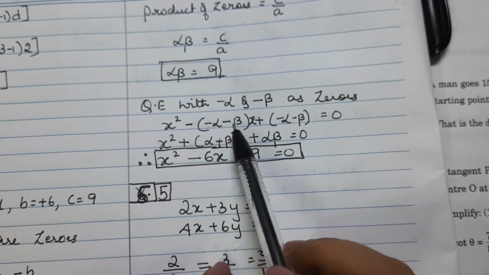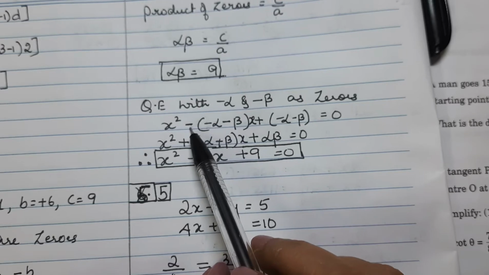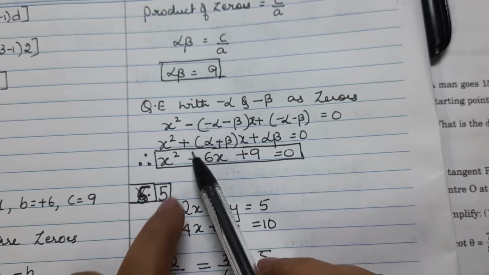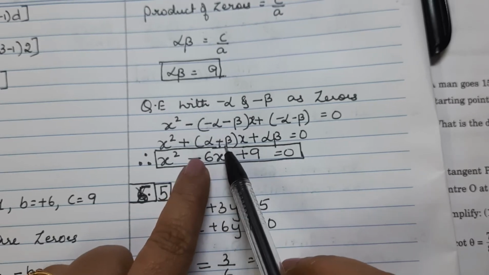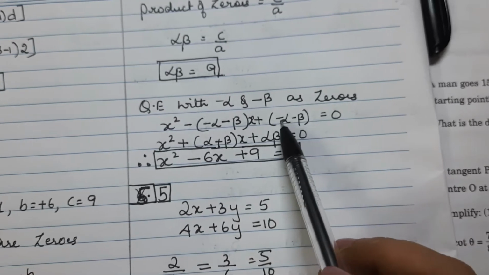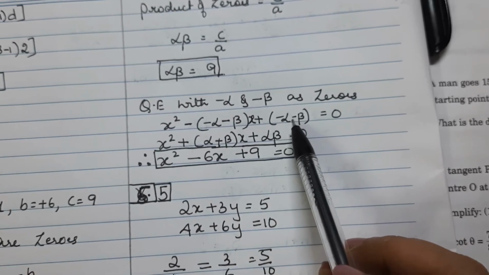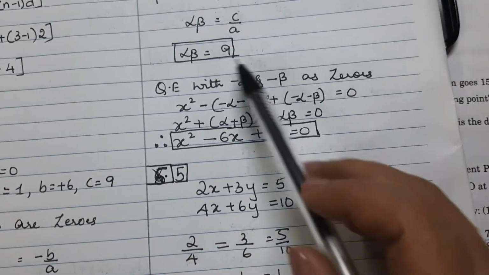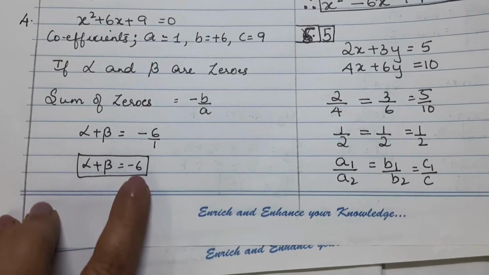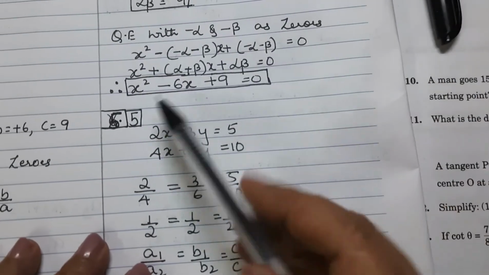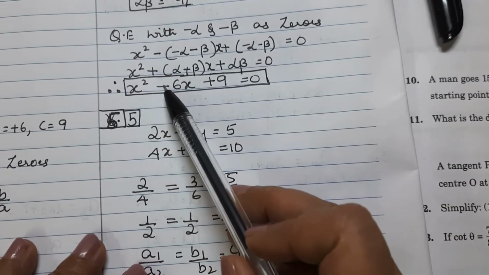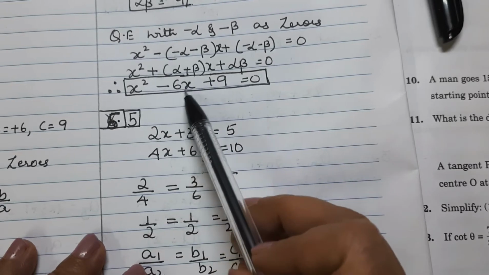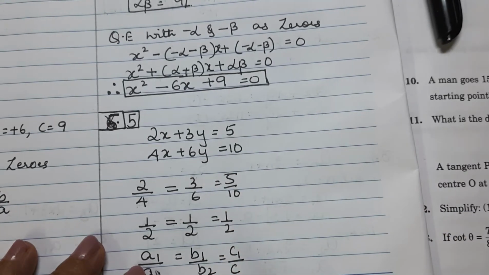I will take minus sign common out from this, and this becomes minus and this minus becomes plus. We get here alpha plus beta into x. Here also minus alpha minus beta, when you multiply, you get alpha into beta. We know the value of alpha into beta is 9, and that of alpha plus beta is minus 6. Just substitute here: x square minus into minus 6, so minus 6x plus 9 equal to 0.